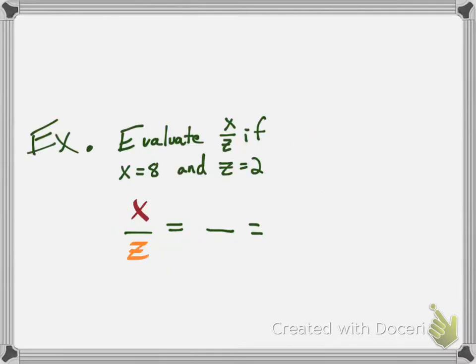Another example, evaluate x divided by z, or the quotient of x and z. If x is 8 and z is 2, what is x divided by z? So this is what we're going to do. We're going to substitute in: z is 2, x is 8. And what do we get? 8 divided by 2, which is 4. Pretty easy, right? This concludes our lesson today.